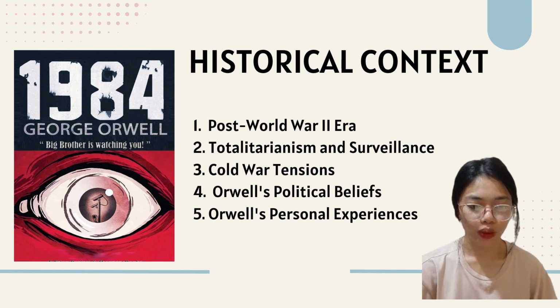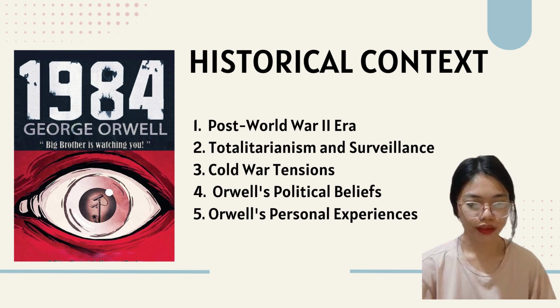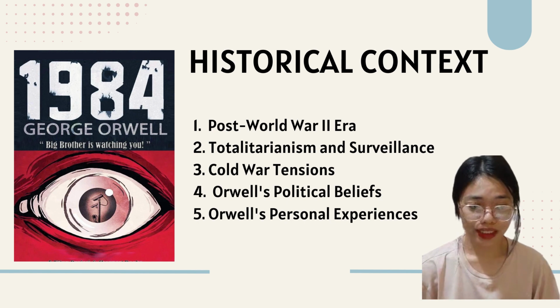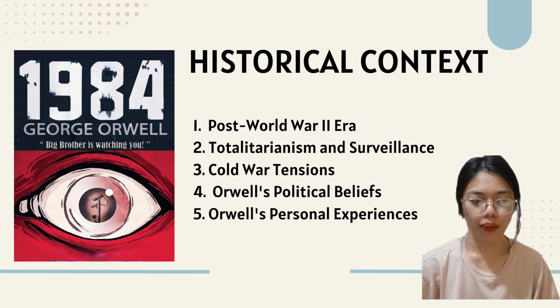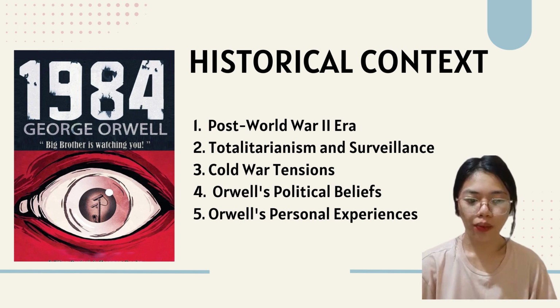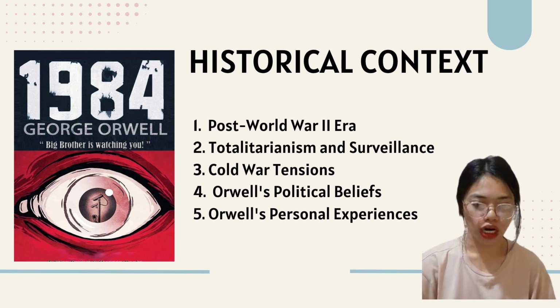The fifth one is Orwell's personal experiences. Orwell's own experiences as a journalist and his time fighting in the Spanish Civil War also shaped his understanding of propaganda, censorship, and the manipulation of truth, which are prominent themes in 1984.